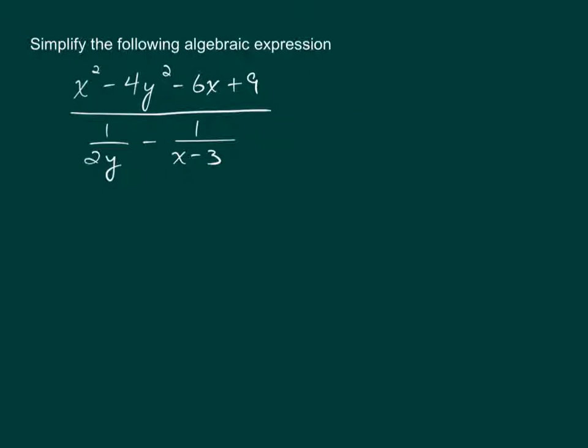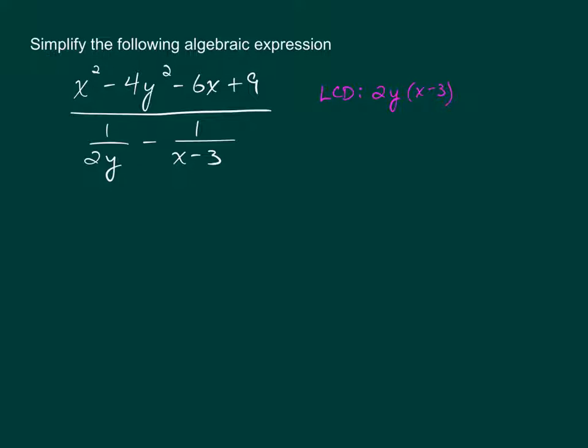Simplify the following algebraic expression. And with this algebraic expression, you can see that we have x squared minus 4y squared minus 6x plus 9 all over this rational expression in the denominator, 1 over 2y minus 1 over x minus 3. Where to begin? Well, it looks like we have some fractions in the bottom, and so I would really like to get rid of those, so I'm going to multiply those by an LCD. And the LCD here is going to be 2y times x minus 3.